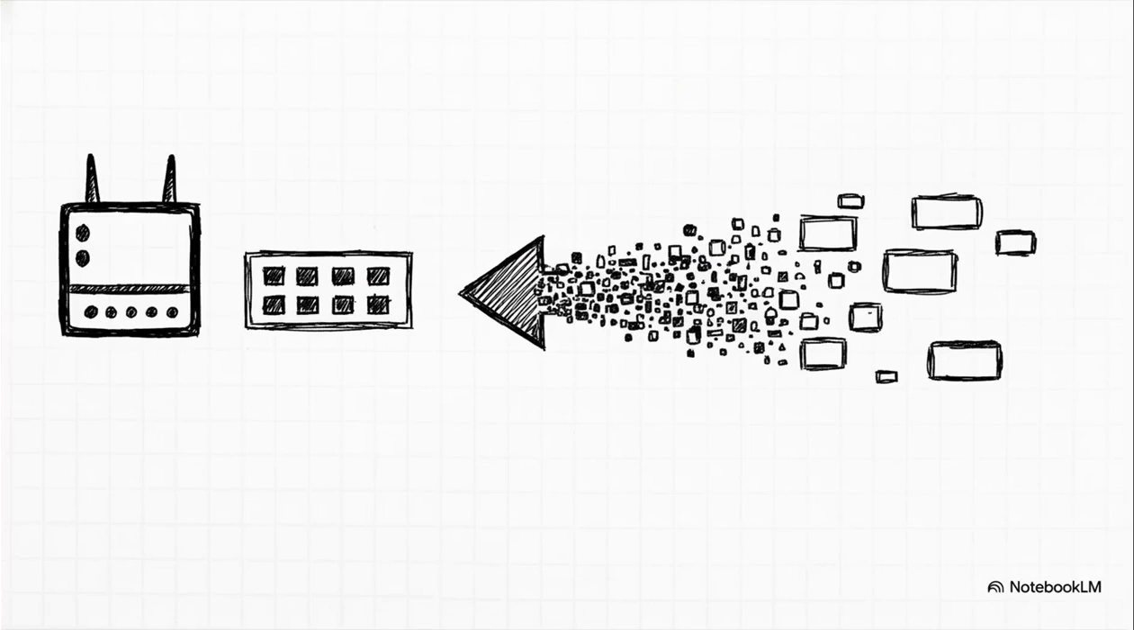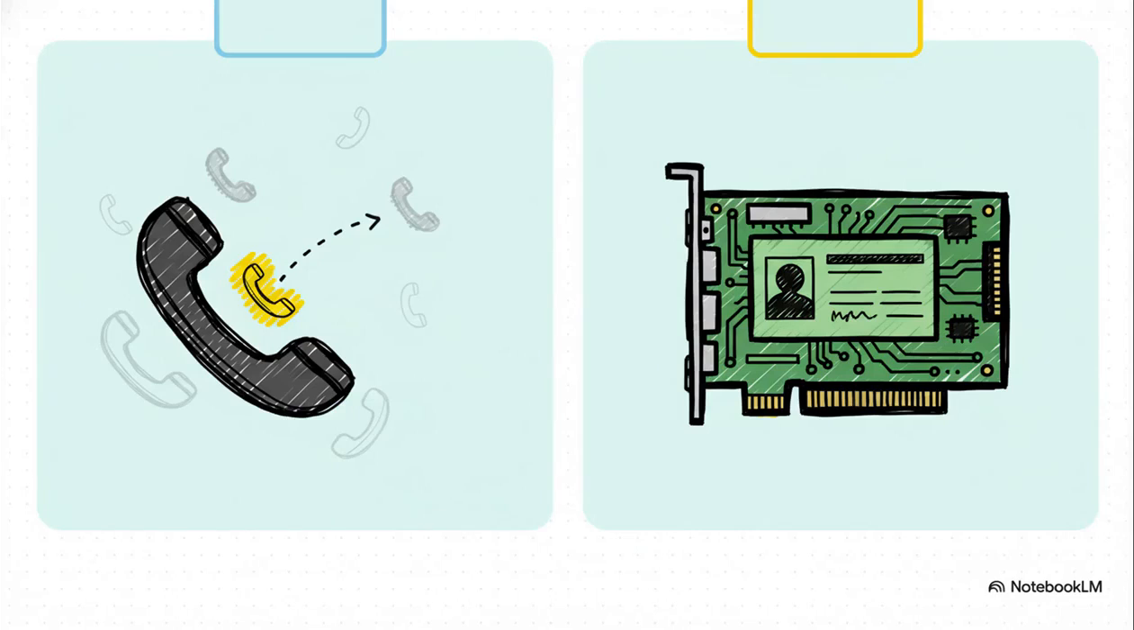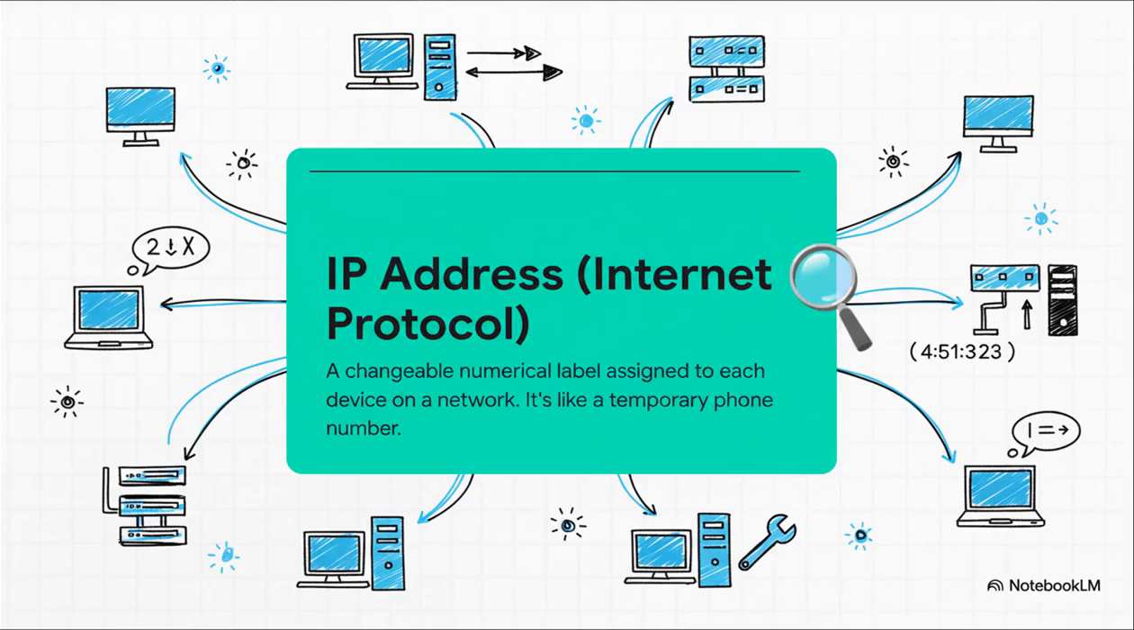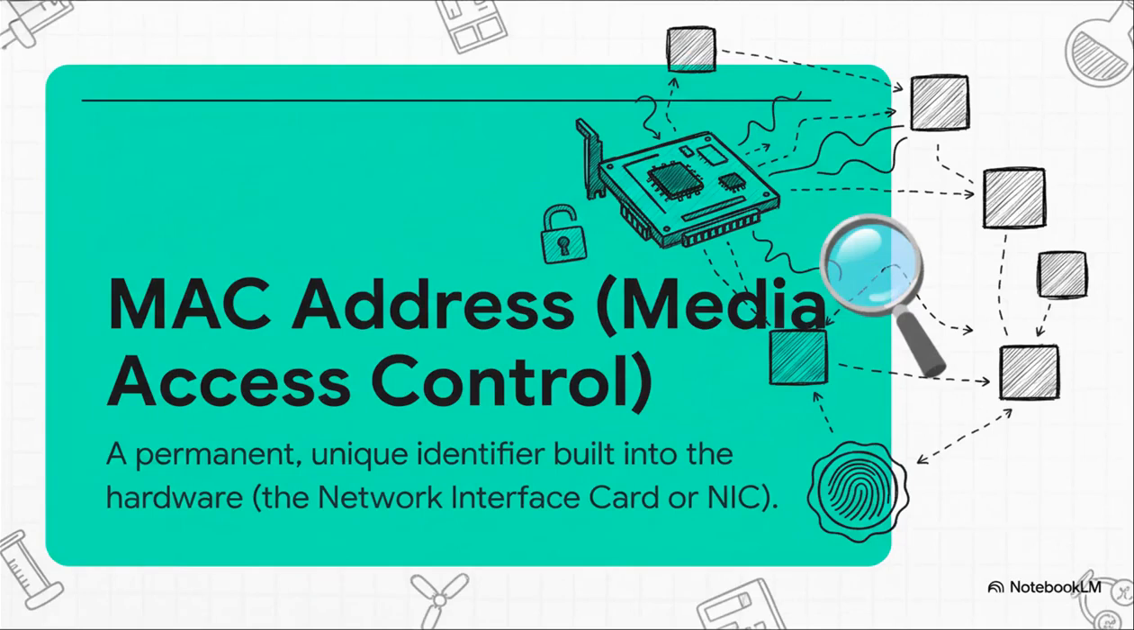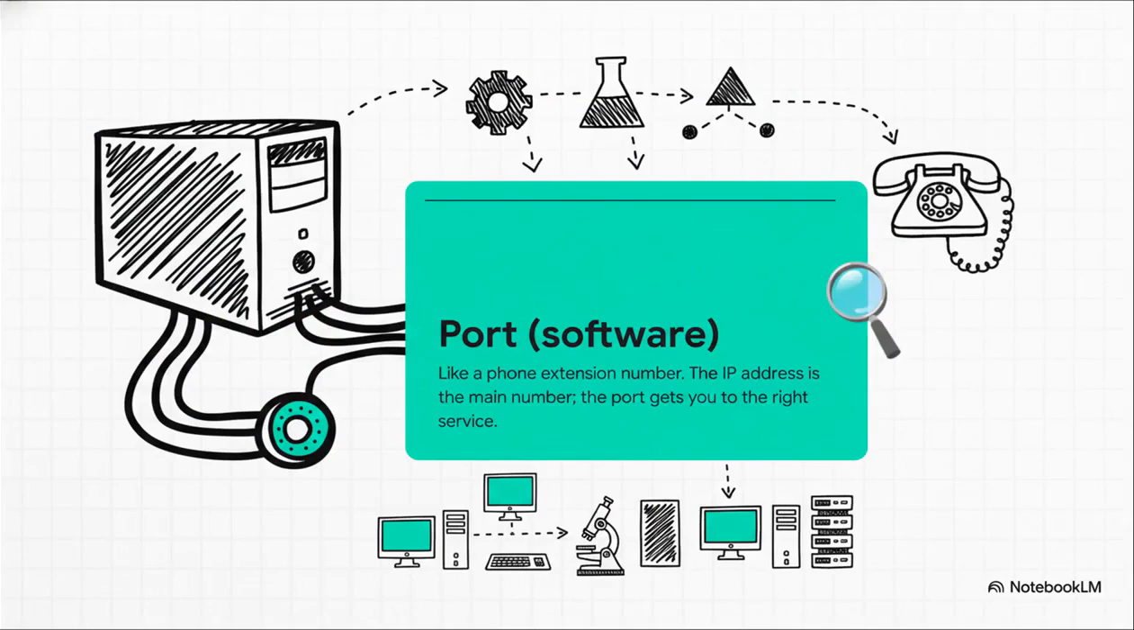Okay, hardware is covered. Now let's get into the digital side of things, the addresses. Here's the key difference. Your IP address can change, but your MAC address is permanent. Right, so your IP address is that temporary number. It's how devices find each other right now. But the MAC address, that's physically burned into your hardware. It never, ever changes. And a port? Think of it like a specific extension on a phone. It gets data to the right app.